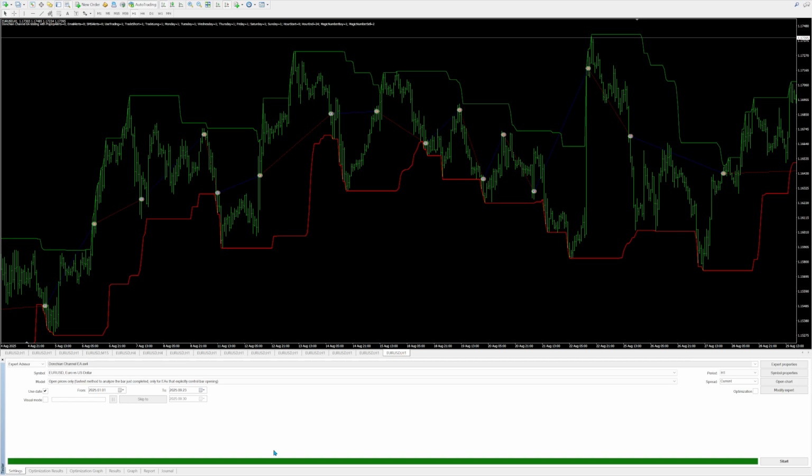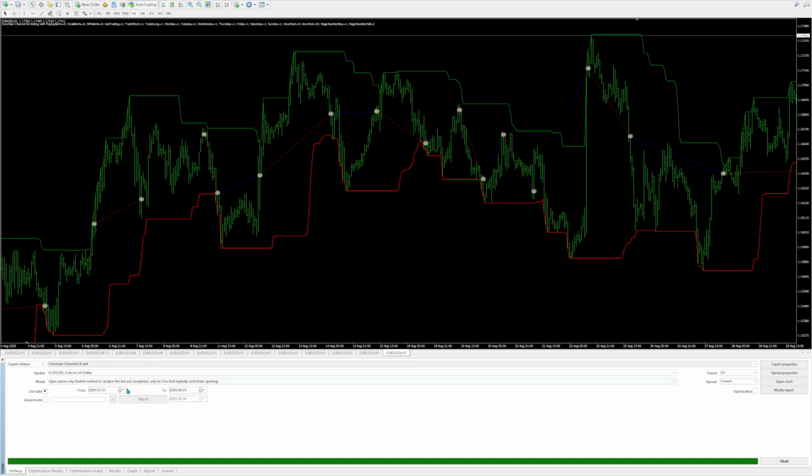However, what we've just done is what's called over optimization or curve fitting, which is basically throwing as many different combinations of settings together as possible and seeing what works. The problem with that is you can end up over optimizing for the historical data set that you're using without there actually being any sort of real logic behind the combination.